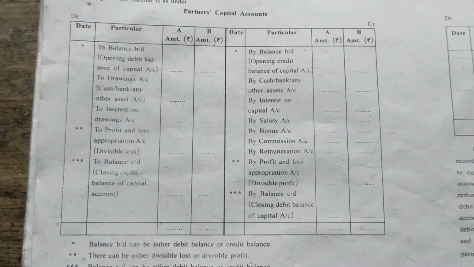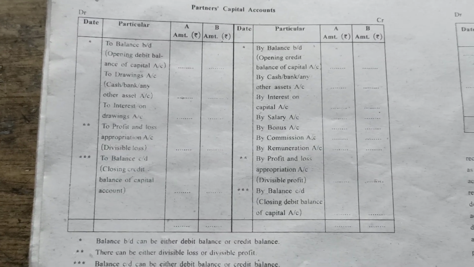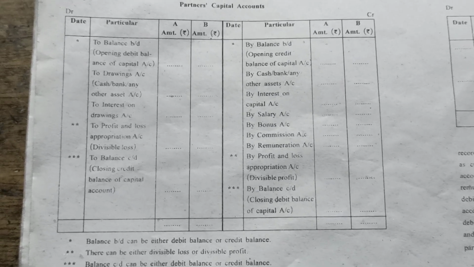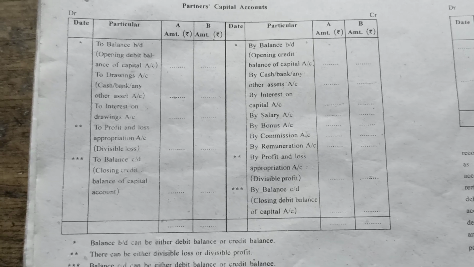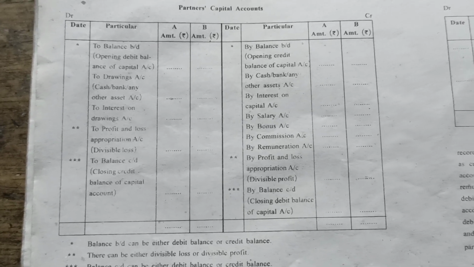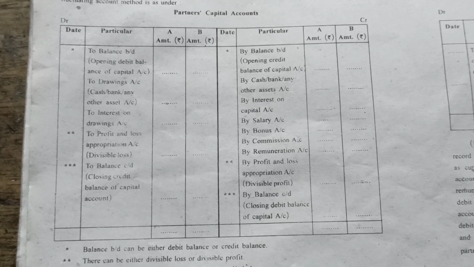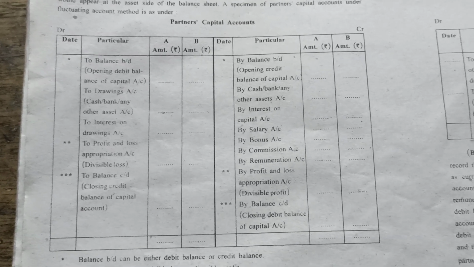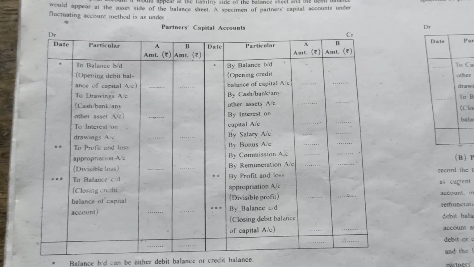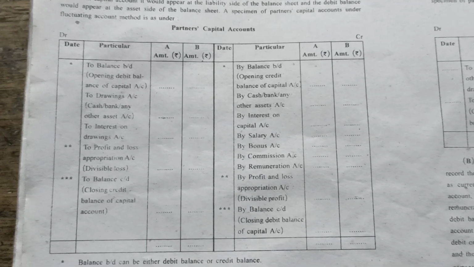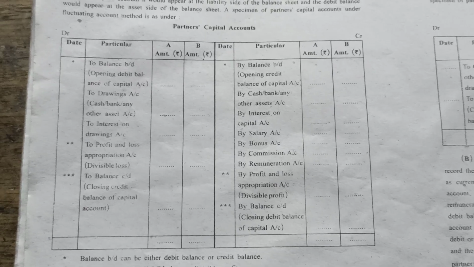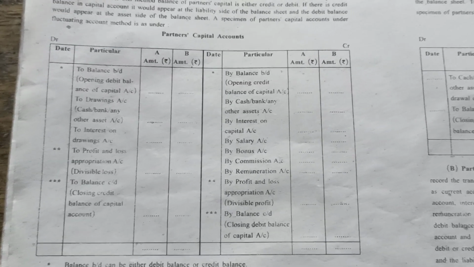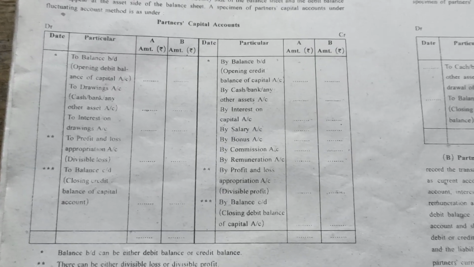Format of partners' capital account. On the debit side, the balance brought forward, that is the opening balance, will be recorded. Drawings of partners will also be recorded; drawings include cash, bank and any assets. Other than this, interest on drawings will be recorded on the debit side. Profit and loss appropriation account, that is divisible loss, will also be recorded here. And balance carried forward, that is the closing credit balance of the capital amount, will be recorded here.